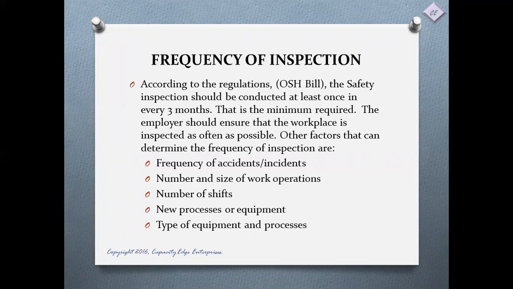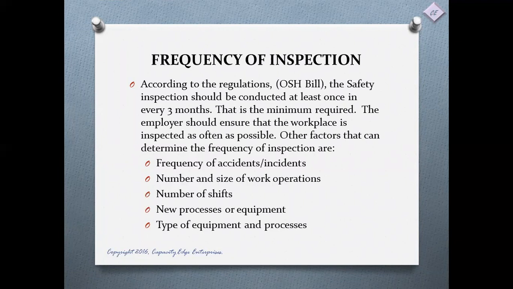Number and size of work operations. If you have two companies, for example, where company A has three types of operations being done, and company B, six types of operations. So ideally, the frequency of safety inspection in company B should be more than that of company A, since company B involves more operations. The number of shifts. Remember, you don't want to assume that everybody working on every shift is abiding by the safety procedures and safe working habits. So that's why we want to ensure that we conduct the safety inspection on every shift.